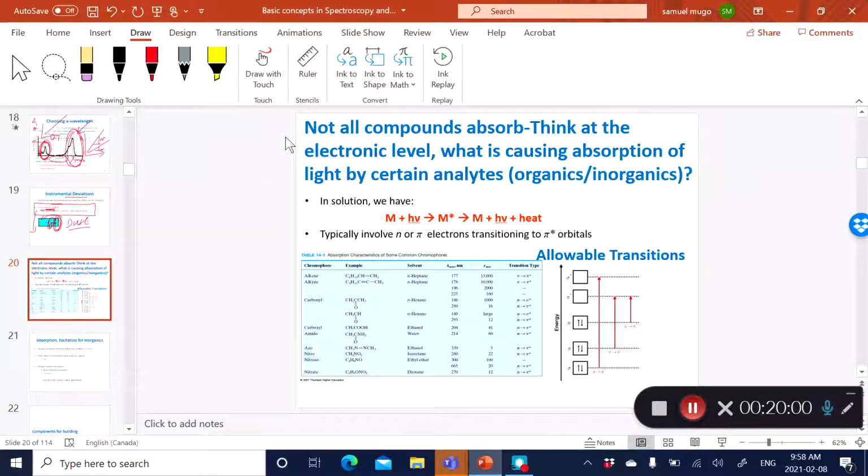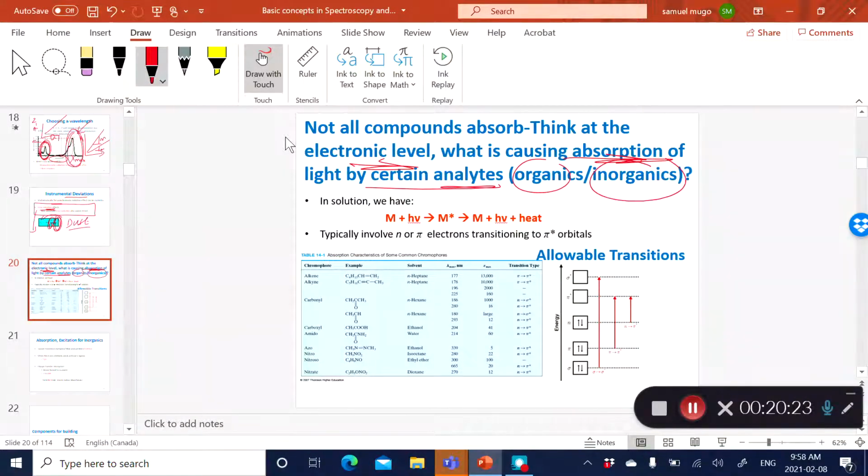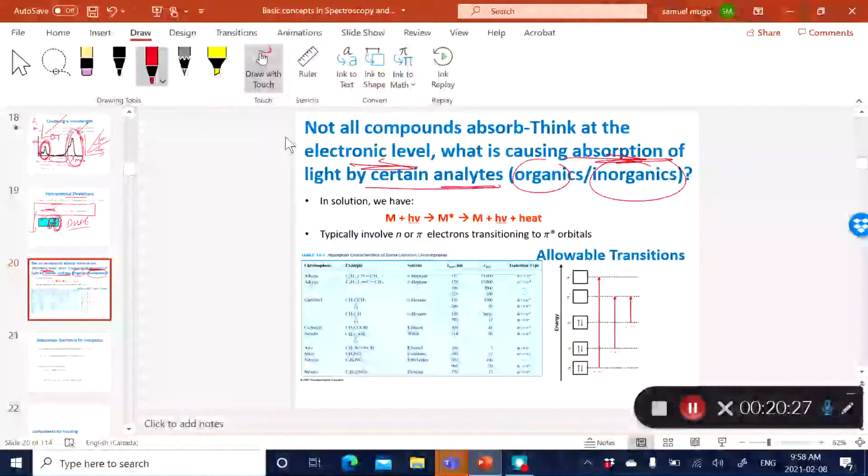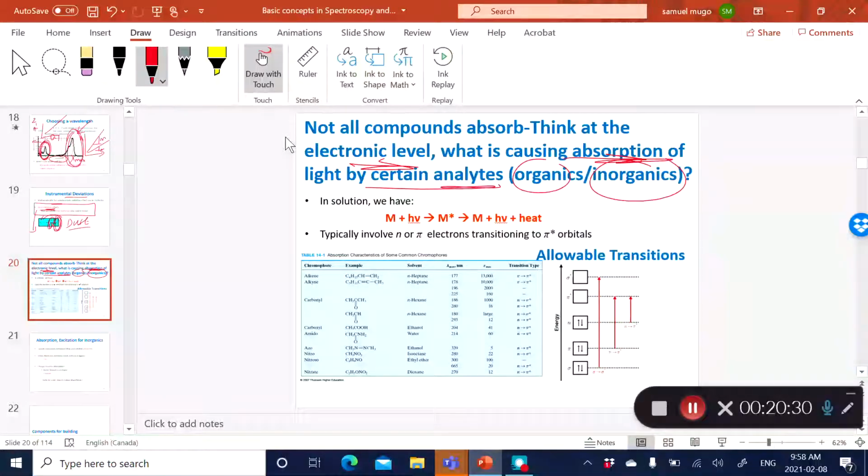Now, it's important for us to really understand, at the molecular or electronic level, what's exactly happening when absorption of light is taking place within the analyte. Remember, not all analytes, whether organic or inorganic, are gonna absorb light. So exactly what determines what types of analytes absorb and what types of analytes do not absorb? For example, I think we all know hexane is not colored. And the reason it's not colored is because it's not absorbing really any of the light in the visible radiation.